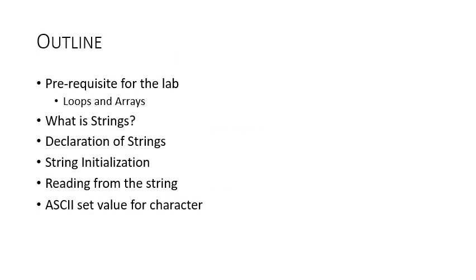The outline of this class is as per this slide. We will first discuss some prerequisites for this lab. Then, as the topic suggests, we will study strings, then the declaration of strings, then initialization, how we initialize a string. Then we will see the various ways in which we can read a string from the terminal, and finally how these values get converted into ASCII values. The character or the string converts into ASCII type values.